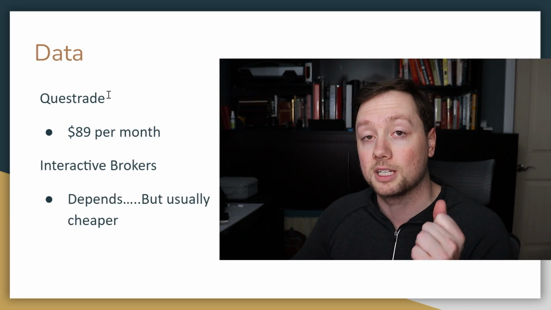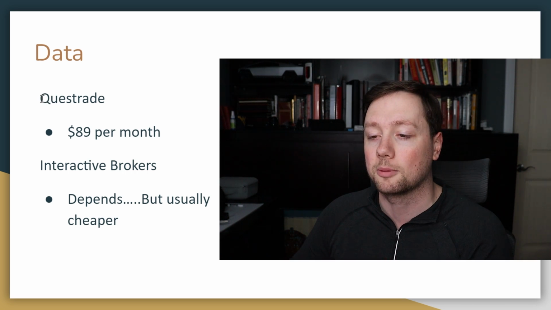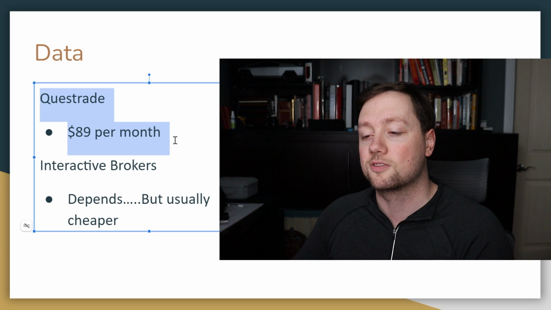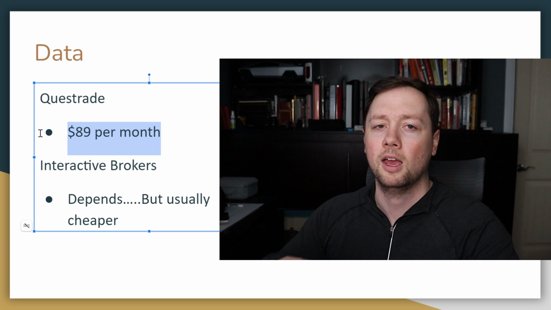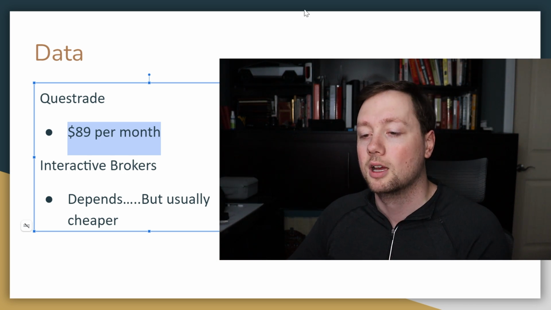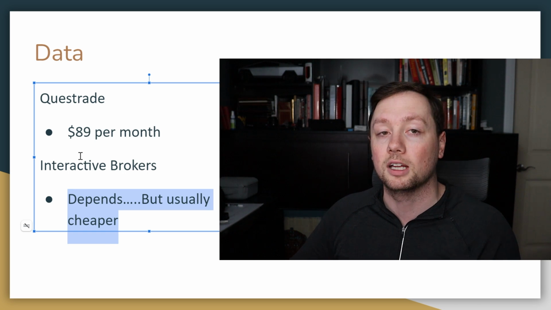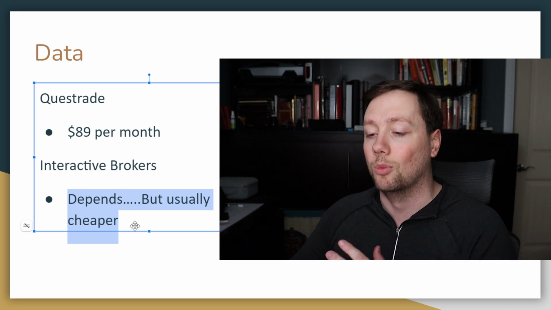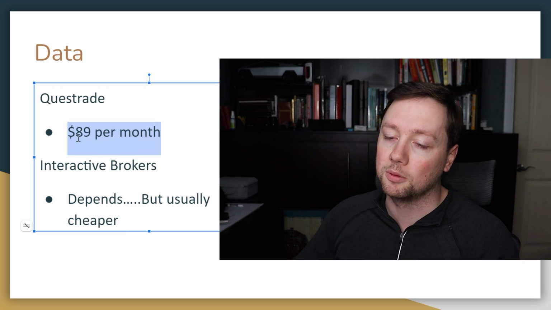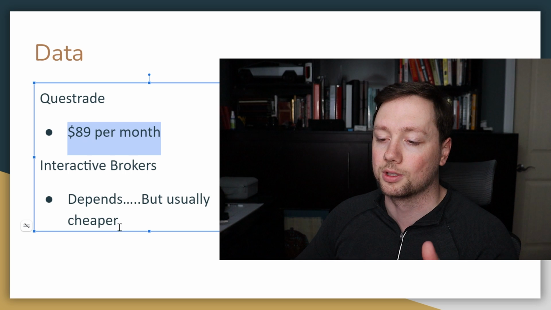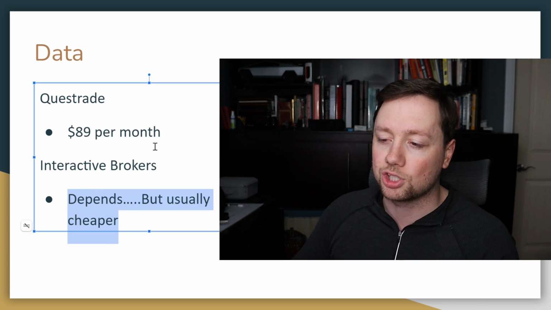Now, when it comes to data, it depends on how much data you're looking for and what data packages you're looking for. Questrade is very simple. If you want Canada or the United States, it's $89 per month. If you want both, you just double that price. Whereas with Interactive Brokers, it really depends. They let you pick and choose what kind of data you want and from what exchange. Most of the time, depending on what data packages you buy, it's probably going to be cheaper than $89 per month. So again, Interactive Brokers is definitely the cost-efficient option here.